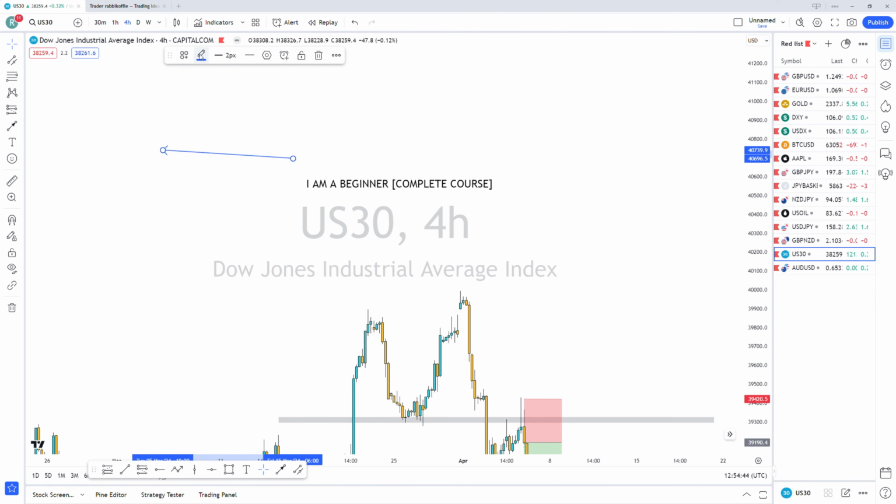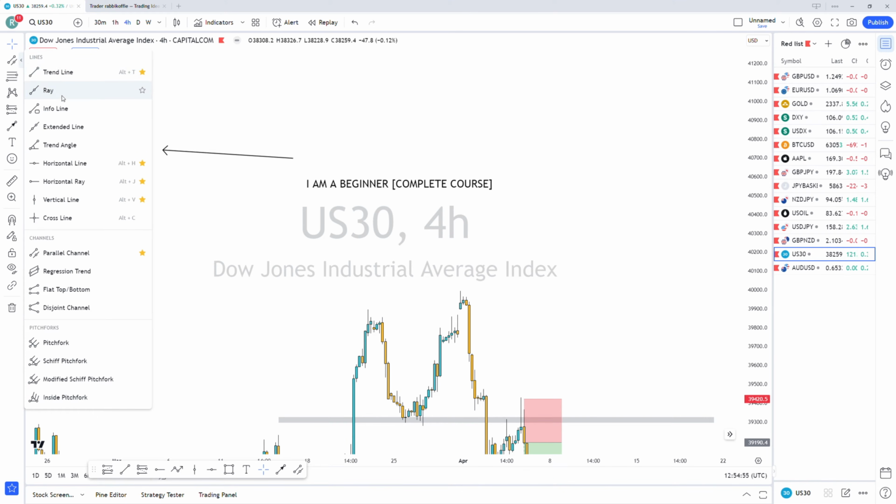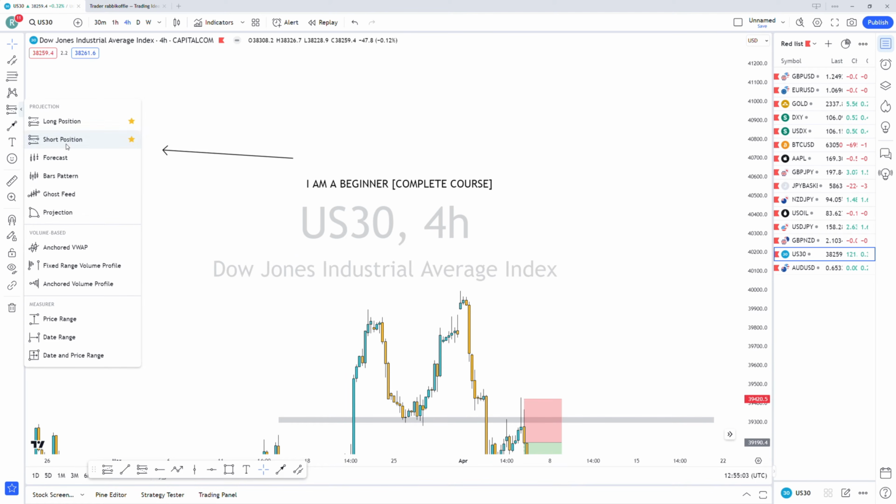Let me show you an example. Let me change this also to black. I like black a lot because it makes my charts look very professional. When you click on the arrows, you find a lot of tools over there. You can see trend line, ray, info line, extended line, trend angle, horizontal line, a whole lot of them.